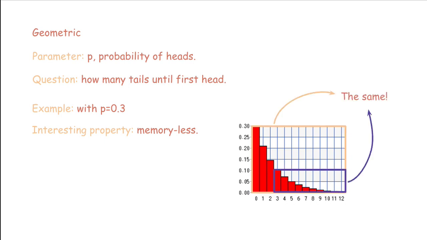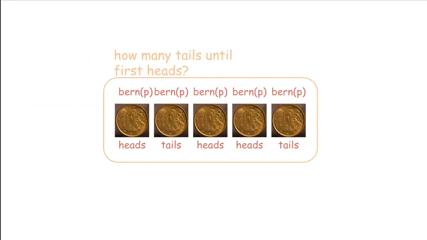Visually, it means that if you cut the beginning of the distribution and look only at what is left, scaled so that the sum of the probabilities is 1 again, you will get the same exact distribution. But why count tails until a single head? We can generalize the question and ask, how many tails until we get n heads? Not necessarily in a row.